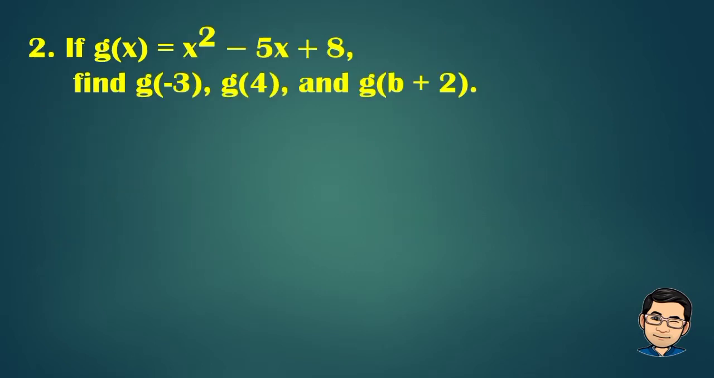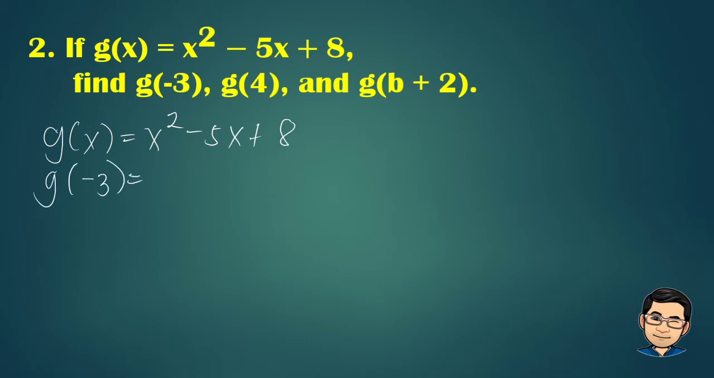Next, if g of x is equal to x squared minus 5x plus 8, find g of negative 3, g of 4, and g of b plus 2. Okay? So, ganun lang din ang gagawin natin. So, first, we write the given function, x squared minus 5x plus 8. And then, g of negative 3. So, isa-substitute natin yung negative 3 sa lahat ng x na meron dito sa function na to.